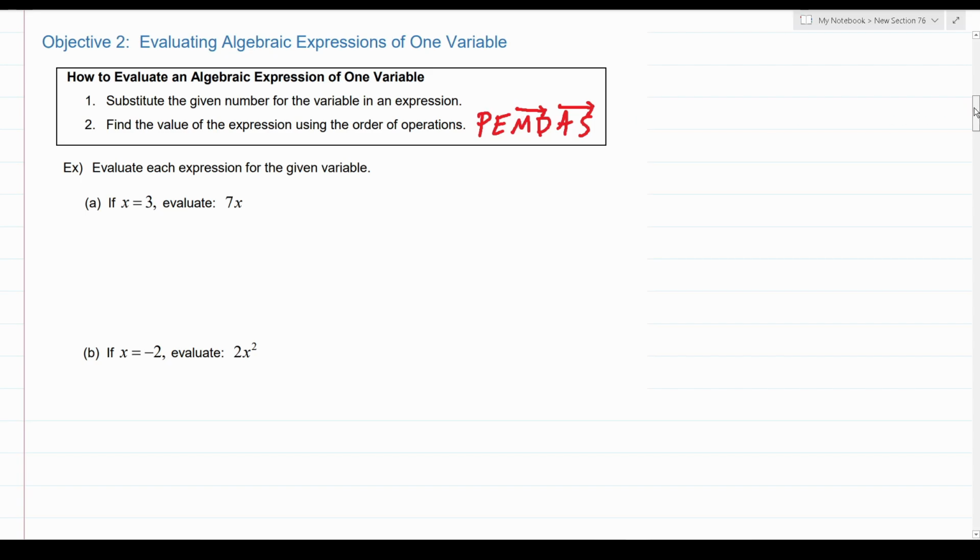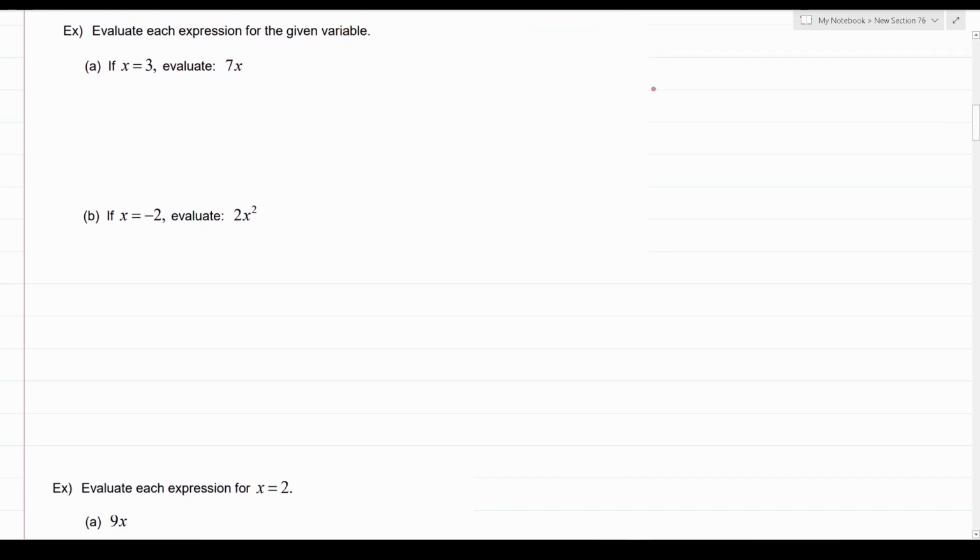All right, with all that being said, let's take a look at a few examples. This first example says if x equals 3, evaluate 7x. So our expression is 7x, and we're told that x equals 3. To start, we substitute 3 in for our variable x, so this becomes 7 times 3. You really don't need the order of operations here because there's only one operation occurring. 7 times 3 is 21, so the answer to A is 21.